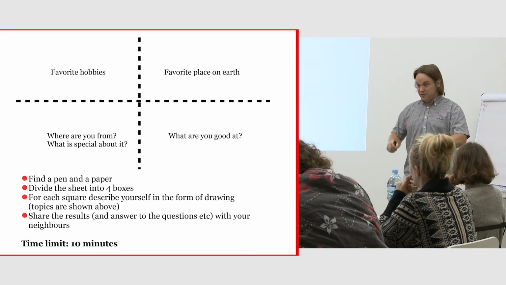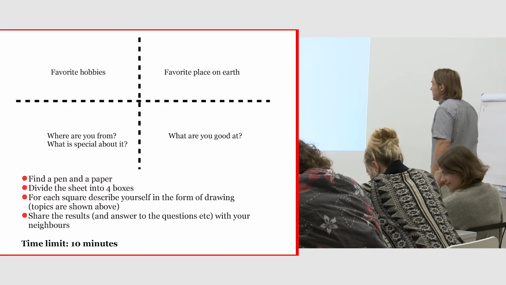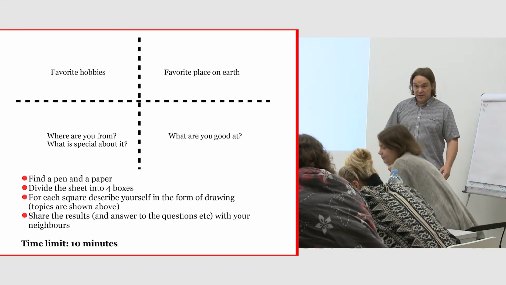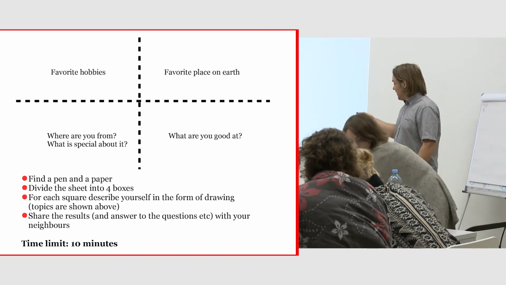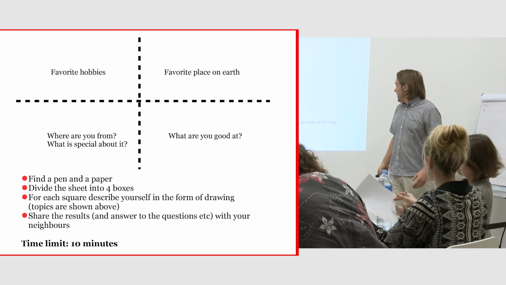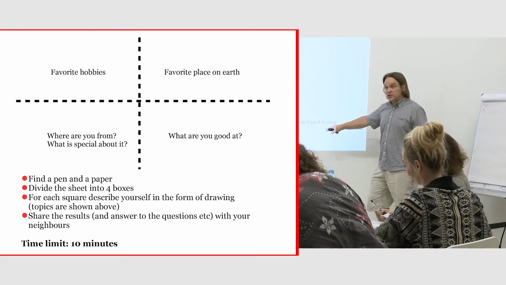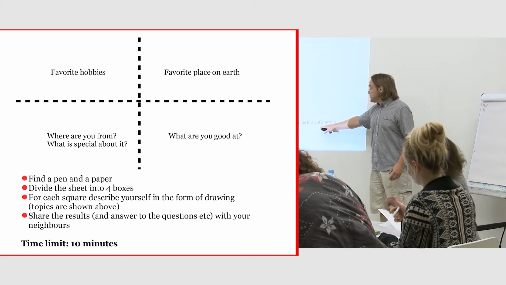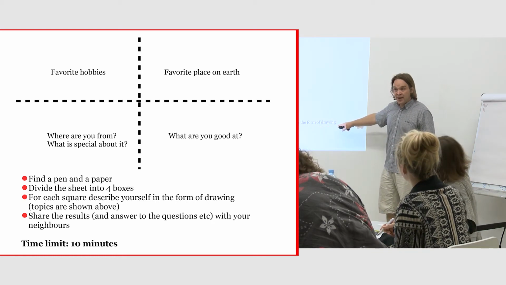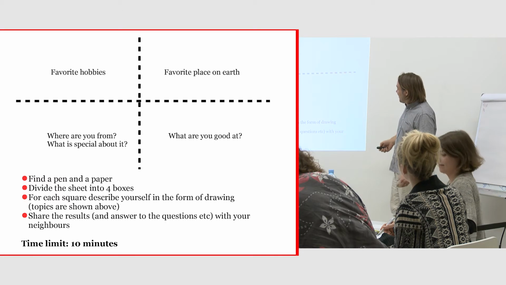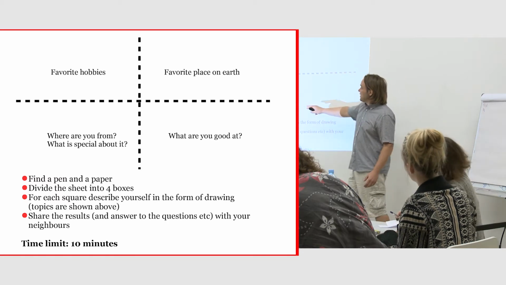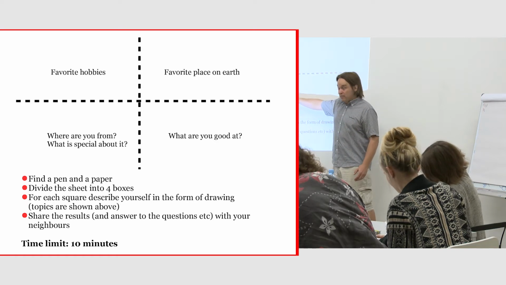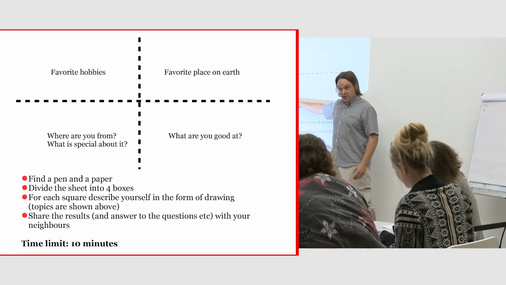You have plenty of them on your table. Divide the sheet into 4 boxes. And for each square, describe yourself by drawing a picture. But there are also topics in each square. Where are you from? And what is special about this place?